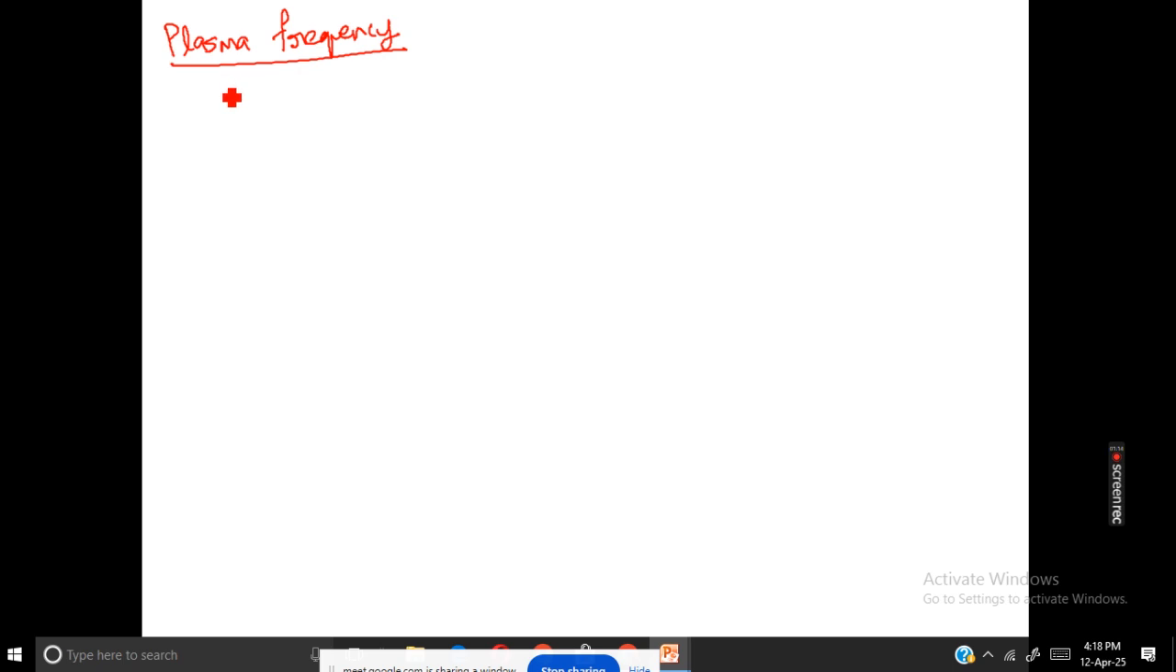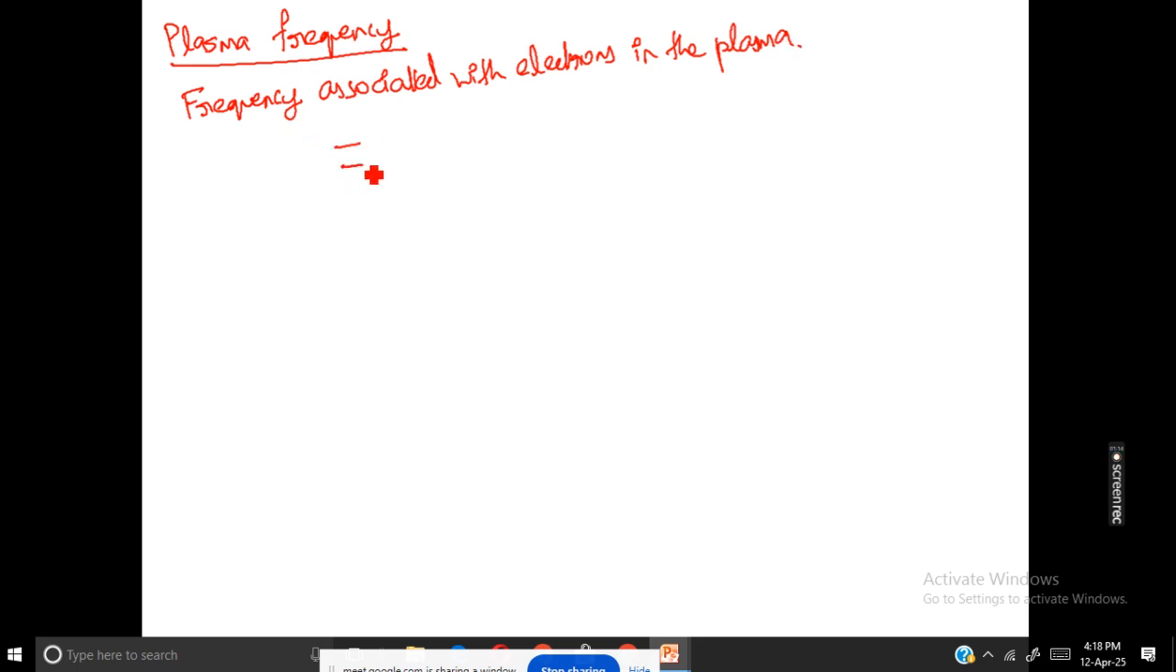So the frequency associated with electrons or ions in the plasma, that is the plasma frequency. Consider that the electrons are displaced from their initial position to some distance. Suppose this was the initial location A. It is displaced from A to B.